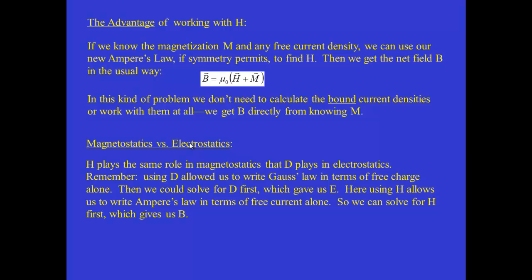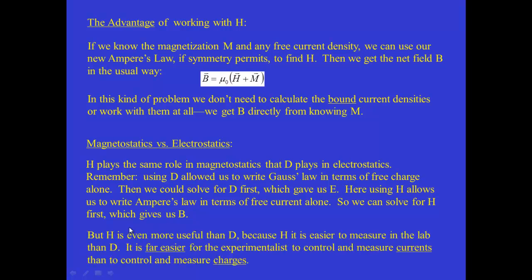All right, now in magnetostatics, it's very similar. Using H allows us to write Ampere's law in terms of just the free current alone. So it's easier to solve for H just from a knowledge of the free current, and if we do that first, we can get B. So the task is simplified in these alternate versions of Gauss's law and Ampere's law, and they make it particularly easy for us to study the properties of these fields inside of matter.